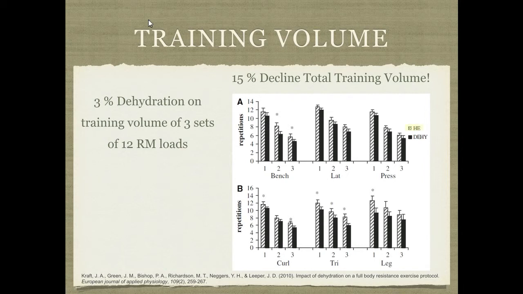You see the hydrated here is the stripes, and the dehydrated is the black. Notice that total volume is lower on all the exercises. In fact, you see a 15% decline in total training volume. So if you're a bodybuilder and you're training in that 8 to 12 repetition range, that could be a problem.